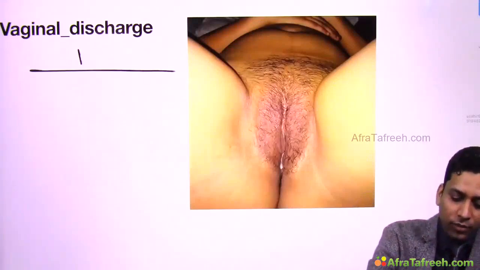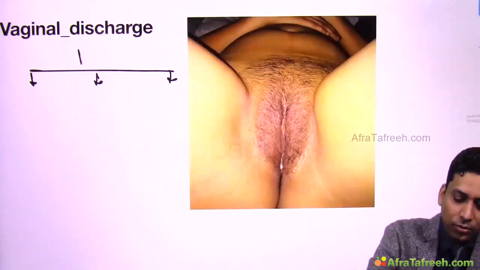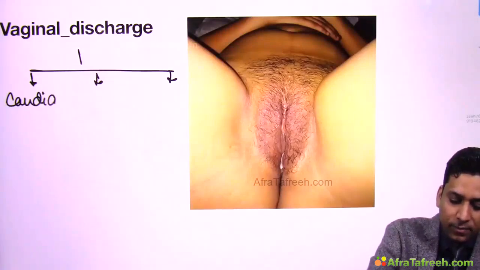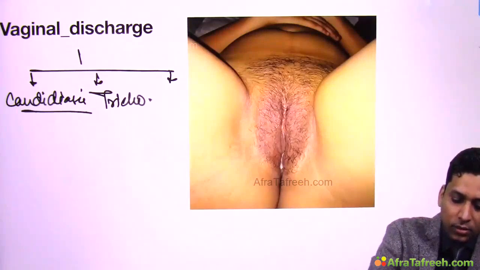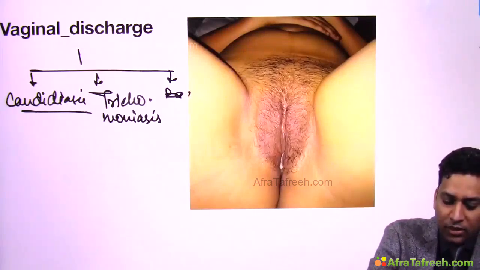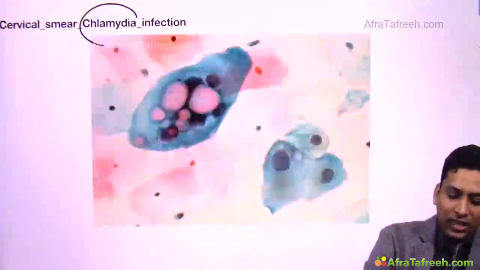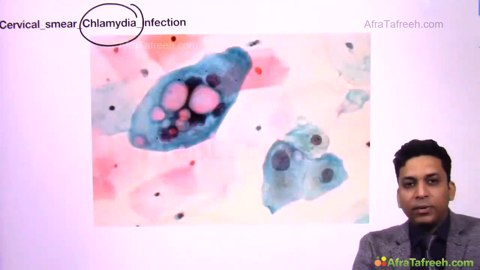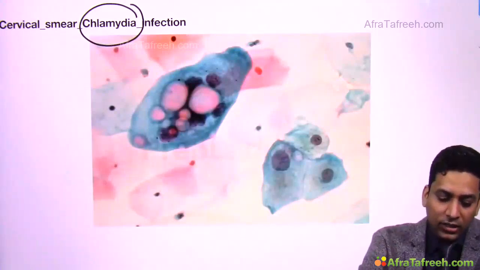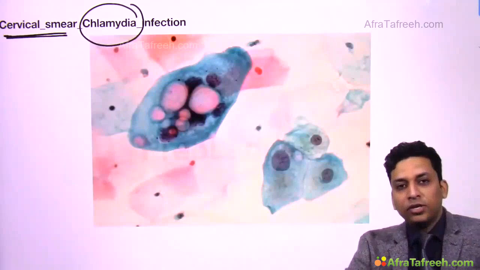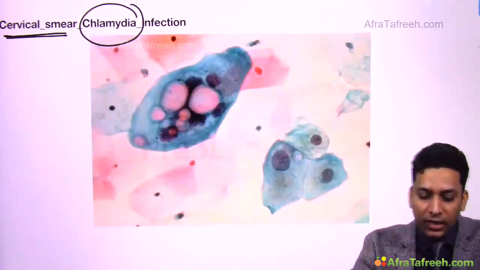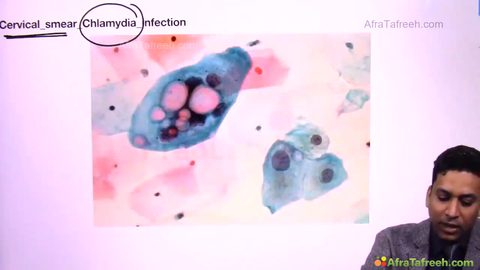Like I told you, vaginal discharge patients are generally due to vaginal candidiasis. So it can be due to candidiasis, trichomoniasis, and bacterial vaginosis. So these are more common causes of vaginal discharge. Now, if the patient is suffering from chlamydial infection, then in a female patient, if you take a cervical smear, you will get these chlamydial inclusions.